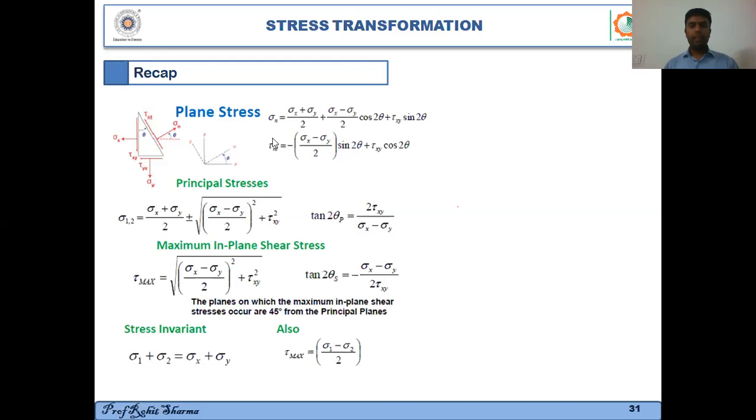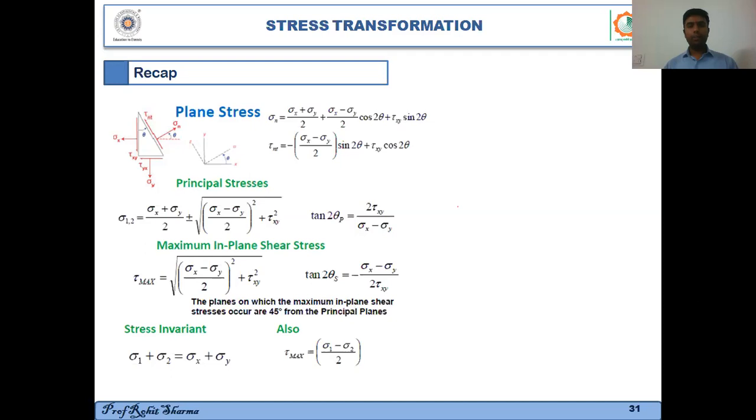And similarly, the modified equation for shear stress is what? Negative of sigma x minus sigma y over 2 into sine of 2 theta plus tau x y into cos of 2 theta. And this sigma x and sigma y are the stresses in the original conditions, and theta is the angle of rotation. Sigma x and sigma y are positive when they are tensile, and negative when compressive, and angle theta is positive when it is in the anti-clockwise direction, and negative when it is in the clockwise direction.